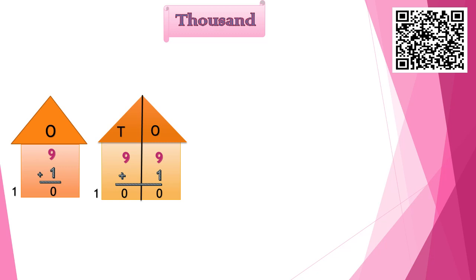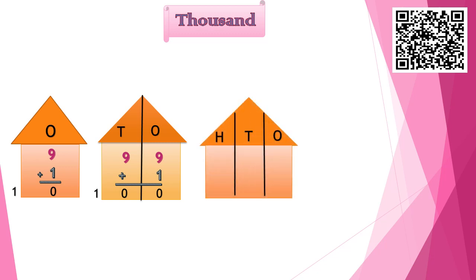Uh-oh, it's a 3-digit number. We can't put it inside the same house. No, it's a 3-digit number. It needs 3 rooms. So I need a bigger house. This is our new house. Our new house contains 3 rooms. Ones, tens, and the new room is for hundreds. So I have 3 rooms here, ones, tens, hundreds.